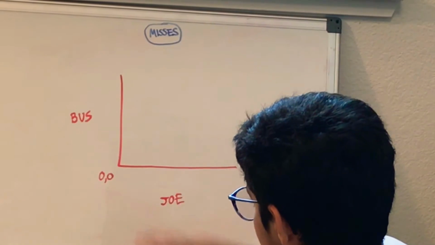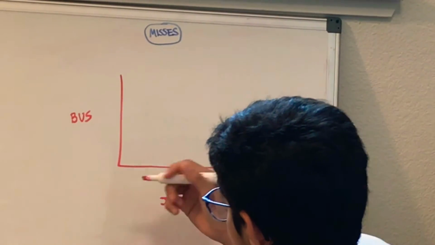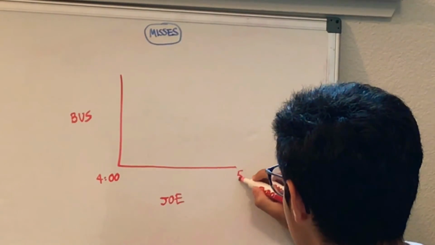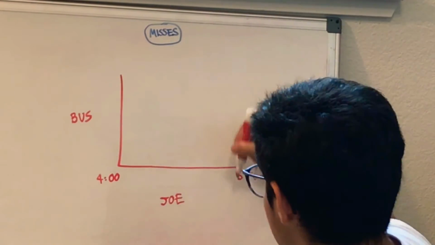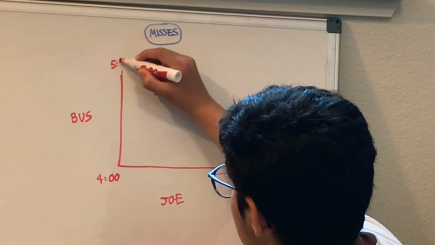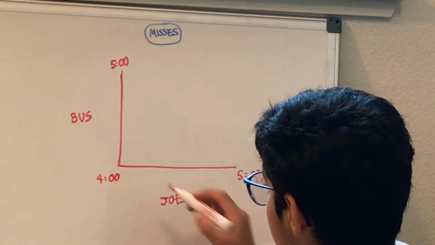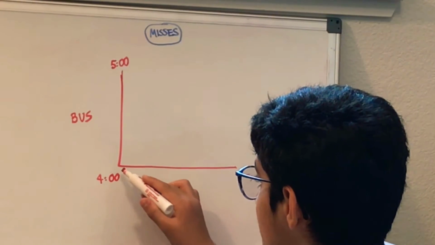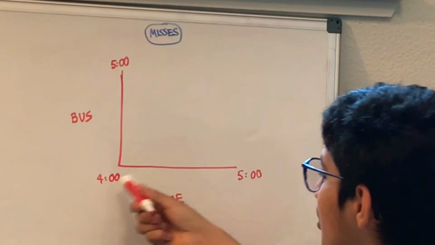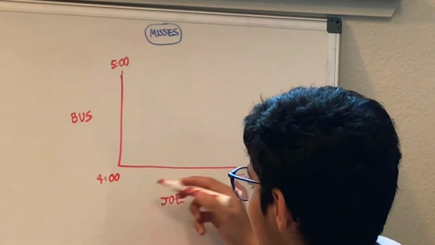Okay, so now let me fix this to 4 p.m. So 4 p.m. This is 5 p.m. Right? So Joe can reach any time between this, and so can the bus. This is also 5 p.m. If the bus reaches at 4 p.m., it's going to stay until 4:10. Right? Okay. And now let me actually fill it in. I'm not going to write 4:10 each time. I'm just going to write how many minutes have passed since 4 o'clock.